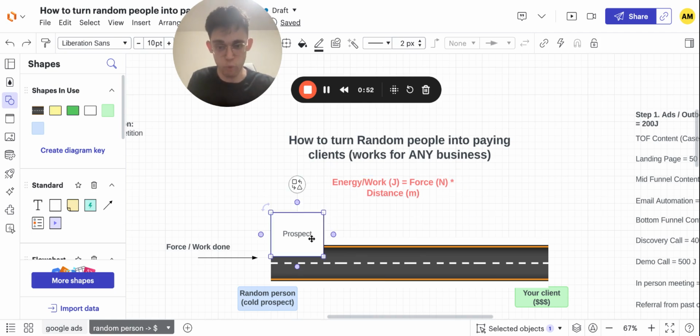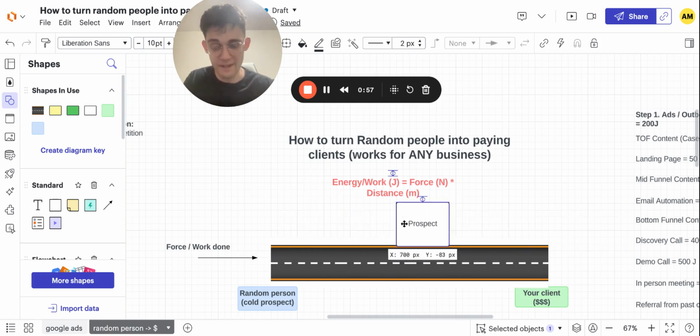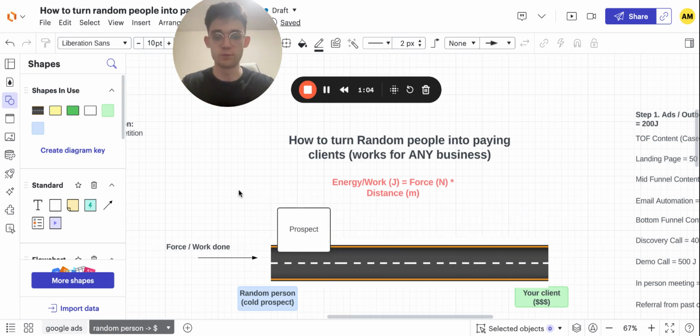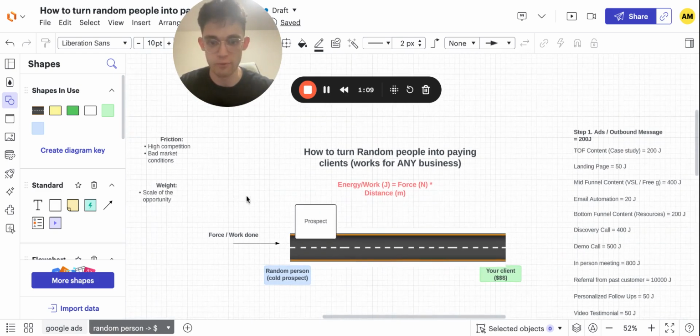If we want to take this prospect from a cold prospect to somebody right here, a paying client, we're going to need to apply some force and take it some distance down the road. Now, there's a couple things we need to consider that could make it harder for us. This is not just a straight road. There will be some bumps in the road and there's some friction. So if you're in a highly competitive market, highly competitive niche, it's going to be a little bit harder for you. If, let's say, market conditions are bad, high interest rates, well, not a lot of people have a lot of money to spend, it's going to be a little bit hard for you.